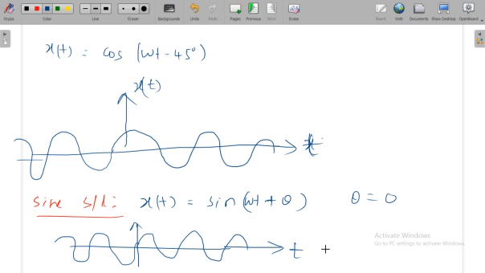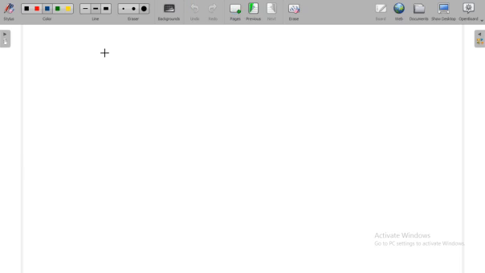And the next one is rectangular signal. Is everything clear, audible? Somebody please respond. Yes, sir. Okay, thank you. Next one is rectangular signal.